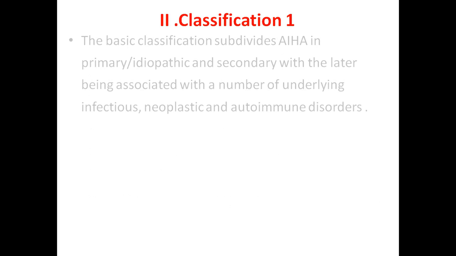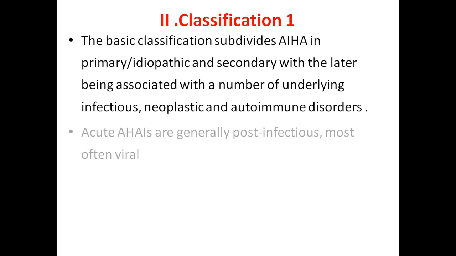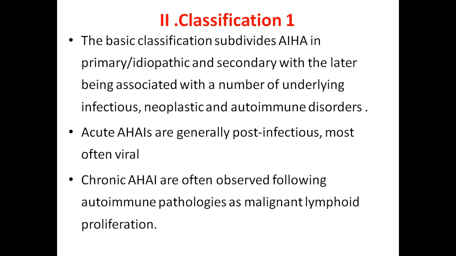Classification. The basic classification subdivides autoimmune hemolytic anemia in primary idiopathic and secondary, with the latter being associated with a number of underlying infectious, neoplastic and autoimmune disorders. Acute autoimmune hemolytic anemia are generally post-infectious, most often viral. Chronic autoimmune hemolytic anemia are often observed following autoimmune pathologies as malignant lymphoid proliferation.